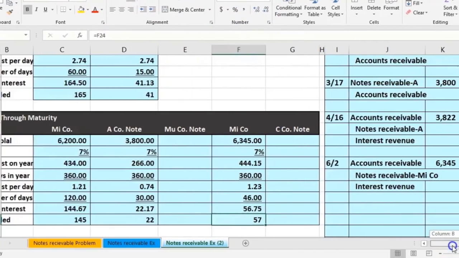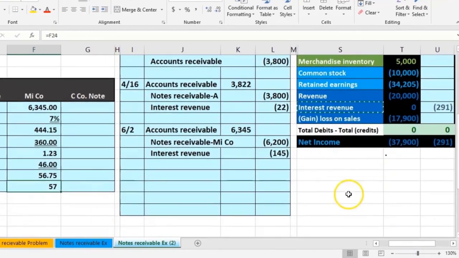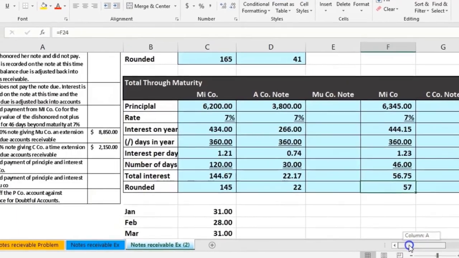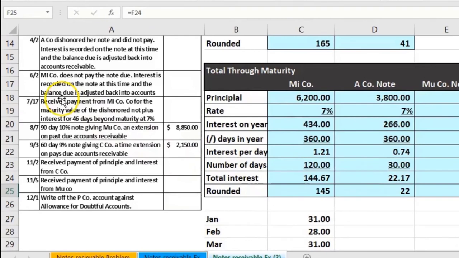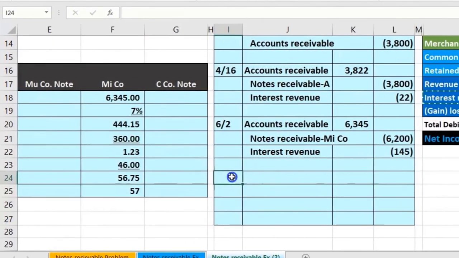Okay, so now we're going to record the journal entry. We're going to say we got payment. So what's the date on this? One more time. This is on 6-2, receive payment, the note, interest, receive payment. So 7-17.